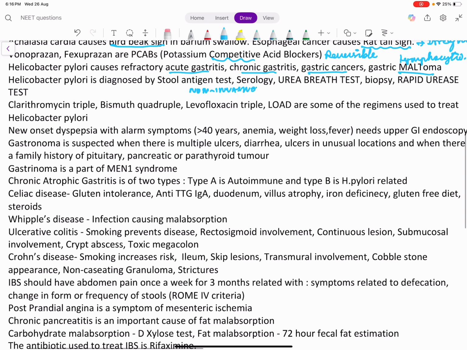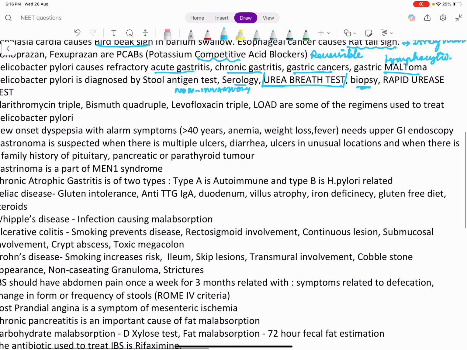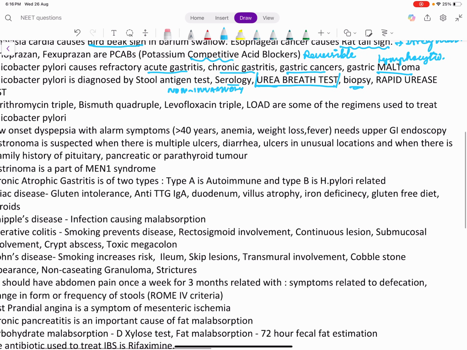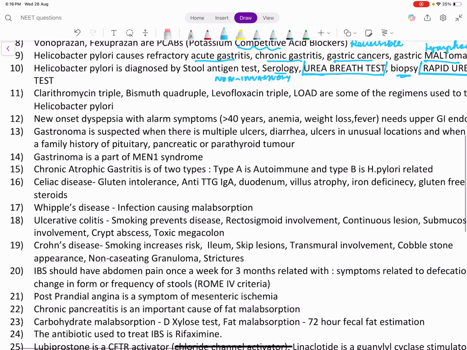Non-invasively is by doing a stool antigen test, serology, or urea breath test. Urea breath test is a sensitive and specific test, non-invasively. We can do a biopsy, and endoscopically also we can do the rapid urease test. So this rapid urease test and urea breath test are sensitive and specific tests.